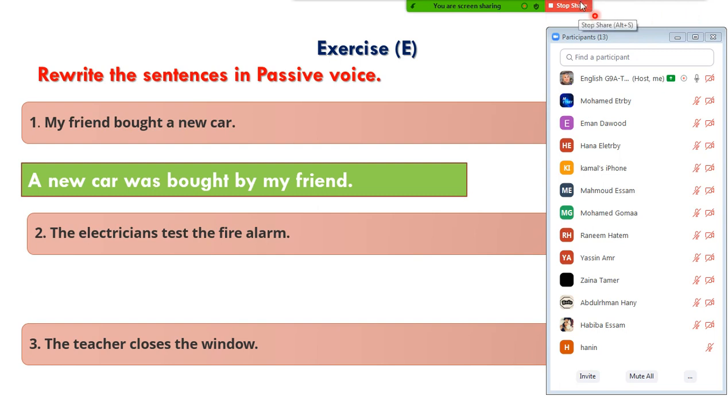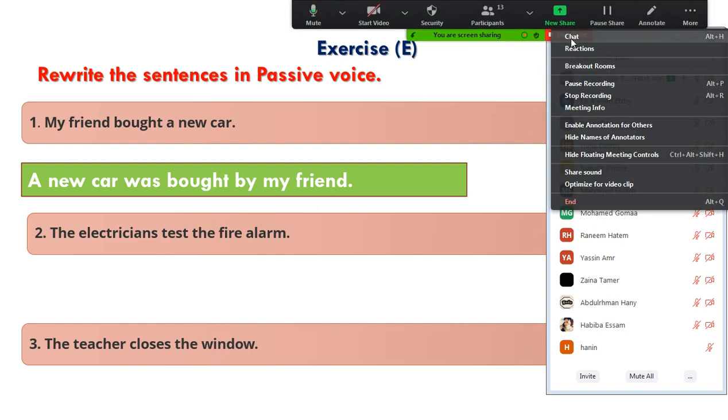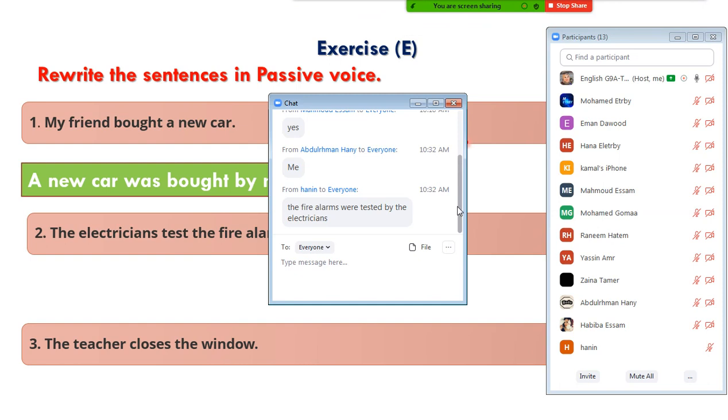Let's check the chat room to see if Haneen has written her answer. Abdurrahman, I'm waiting for your answer, so please hurry up.